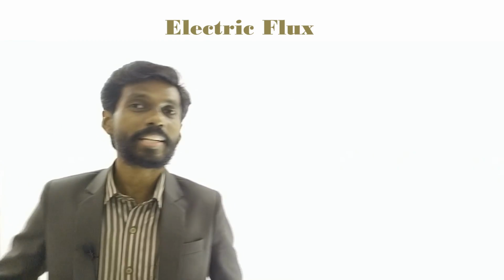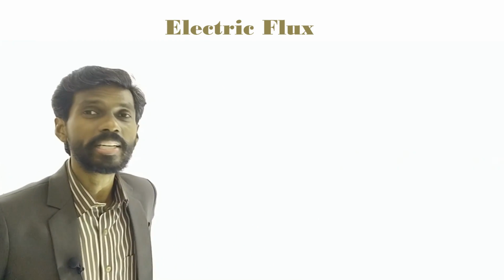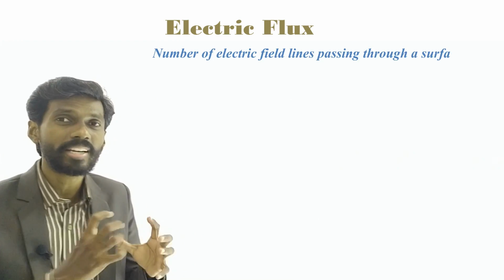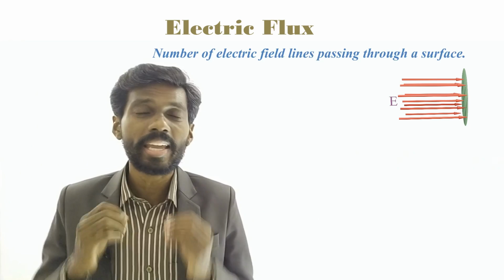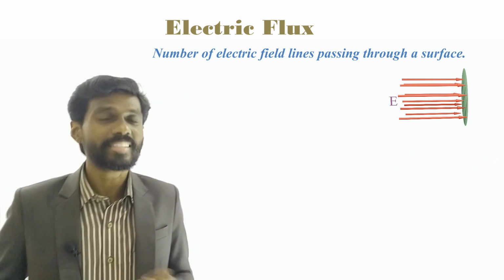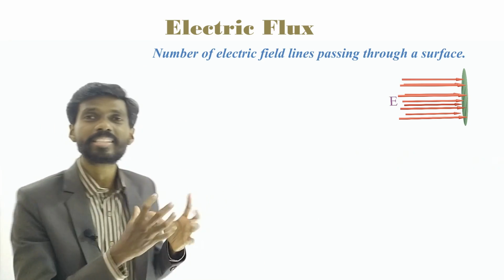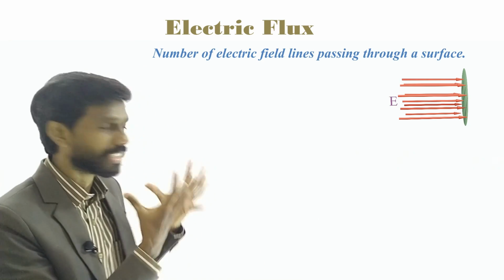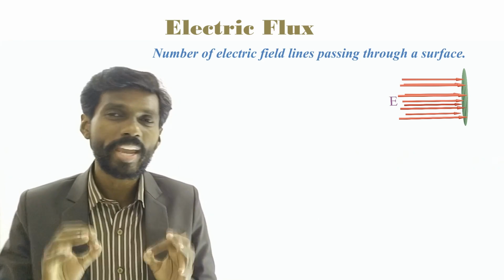Alright, so let us discuss electric flux. So what is meant by electric flux? See, this electric flux can be roughly defined as the number of electric field lines passing through a surface. The number of electric field lines crossing an area can be called electric flux. This is only a vague definition. This does not reveal much about electric flux because physically there is no such thing as electric field lines. We can't see these electric field lines. Then how will you count them? So this definition is only a vague definition.